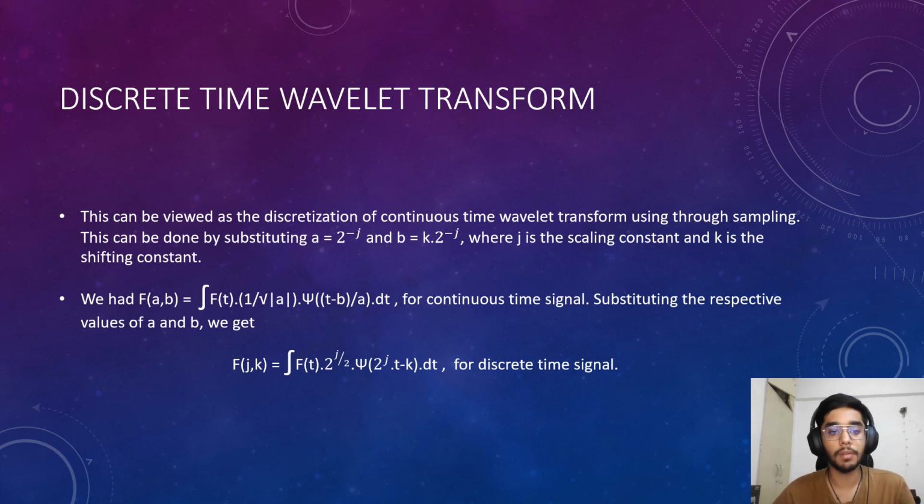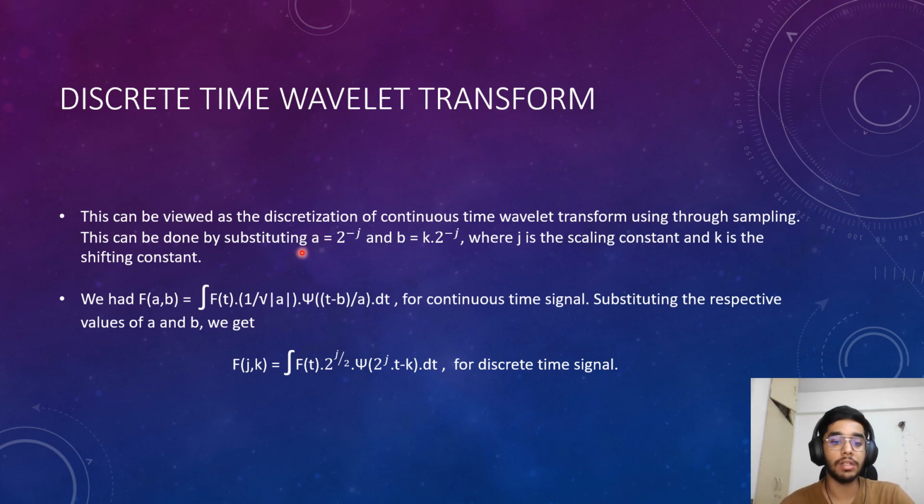This critical sampling ensures that the information from the continuous time wavelet transform is preserved while transforming it to the discrete time wavelet transform. This highlights the relationship between the frequencies of the original signal and the sampling frequency. So as to achieve this critical sampling, we need to alter the shifting and scaling coefficients as written in the text.